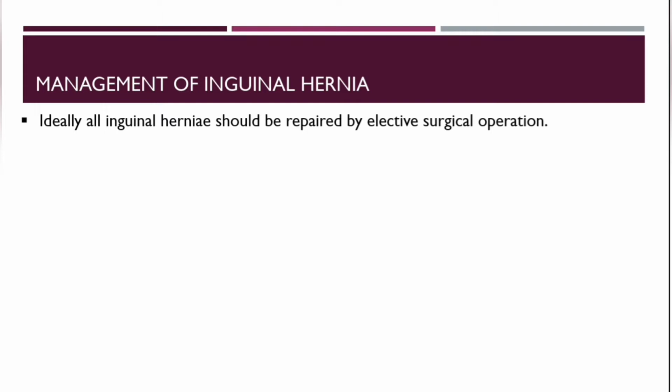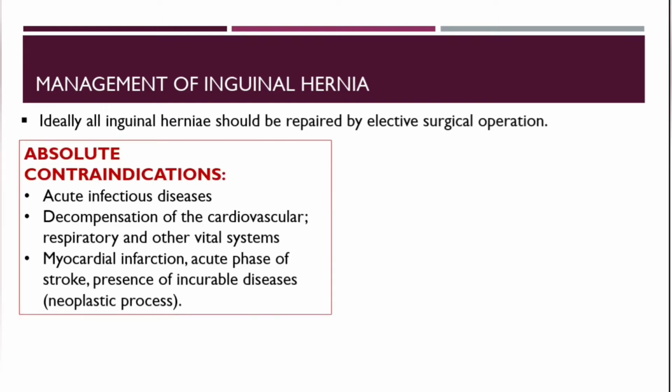Absolute contraindications to surgery include acute infectious diseases, decompensation state of the cardiovascular, respiratory, and other vital systems, myocardial infarction, acute phase of stroke, presence of incurable diseases like neoplastic processes, right? So these are absolute contraindications.